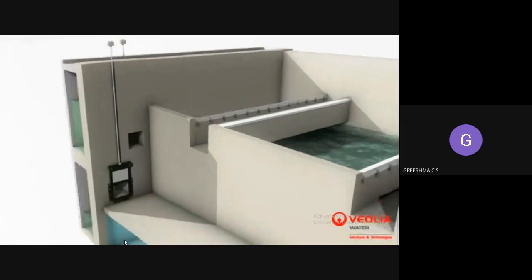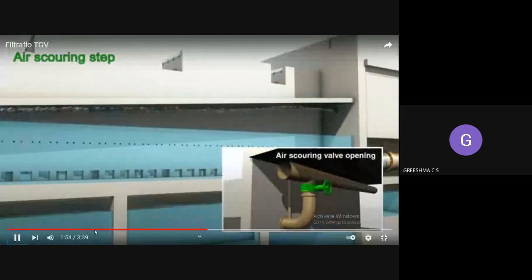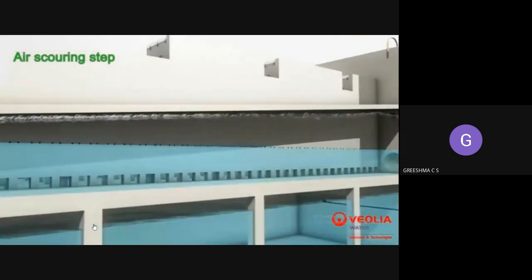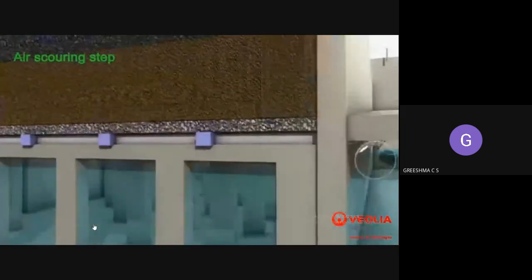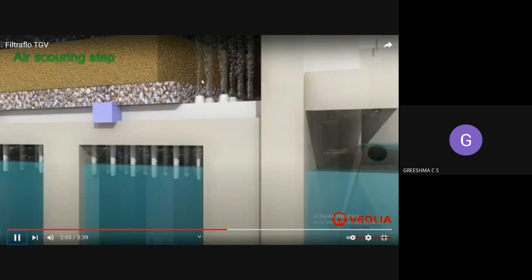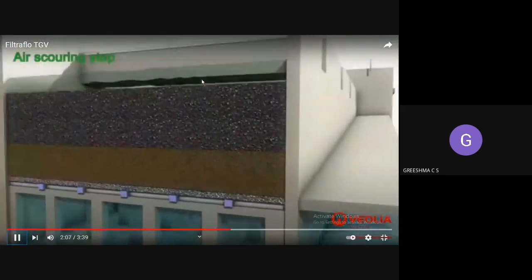Okay, so first of all, you have drained all the water. Now see here we have stored a portion of the filtered water. All these things, air scouring, I will tell you. First of all, you understand what is backwashing.